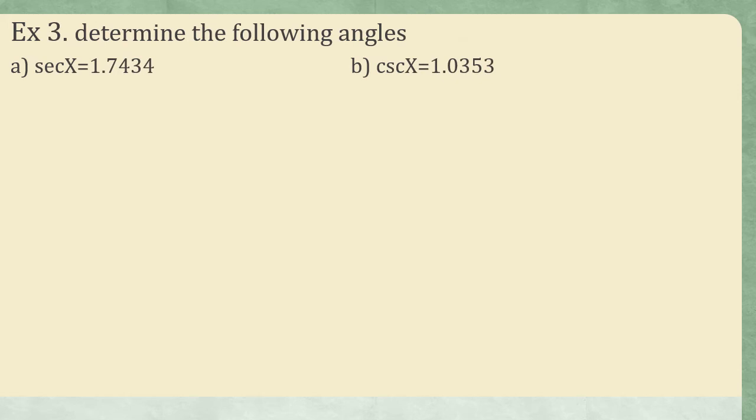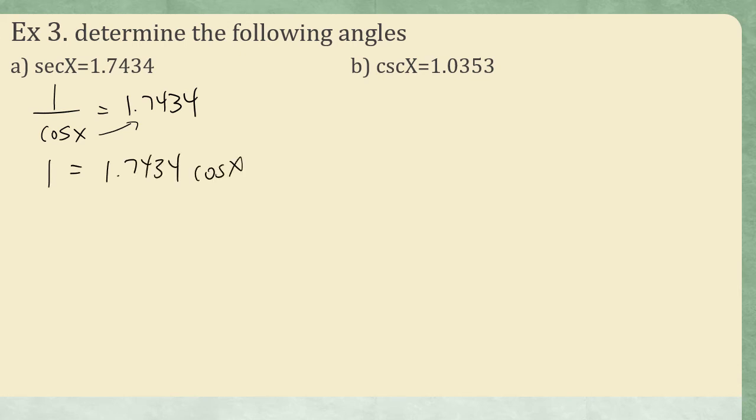Number 3, there's a little bit extra here. Instead of just determining the ratio, we're going to determine the following angles. And again, you can't just do secant inverse because you don't have a secant button. So the first thing you have to do, secant is 1 over cos x. So we're going to write that as 1 over cos x equals 1.7434. Cross multiply because we want to get cos x by itself, right? Now I got to get rid of that 1.7434. So divide both sides by that.